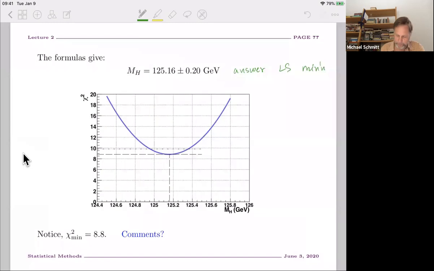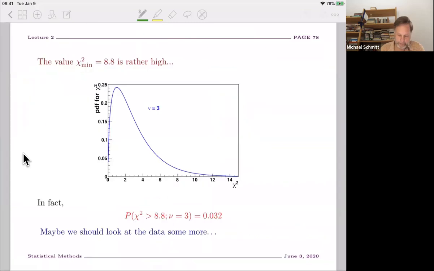And here's the graph, which of course corresponds to the values. Now chi-squared is 8.8. How many degrees of freedom do we have? We have 3. So that's not so good, is it? 8.8 is a bit high when you have 3 degrees of freedom. So what do we need to do? We need to look at the data, okay? So 8.8 is out here, and this is the chi-squared function for 3 degrees of freedom. So the probability, in fact, for getting 8.8 or higher is only 3%.